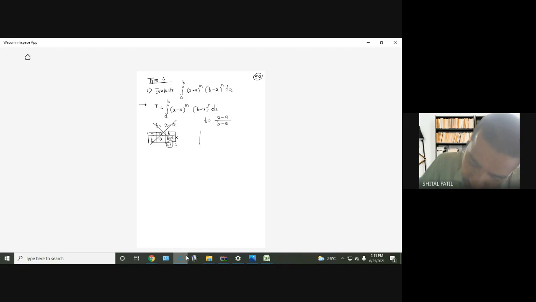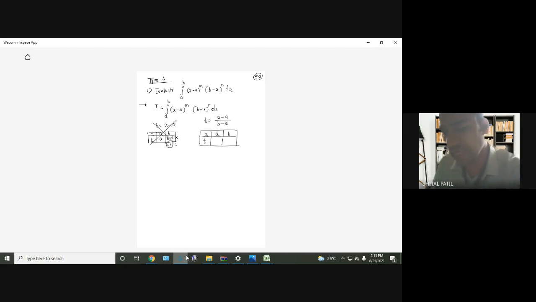We'll see whether this is working or not. Let me start with the limits. Limits of x are a and b. Substitute x equal to a. A minus a is 0. 0 divided by b minus a is 0 only. Then next, b minus a divided by b minus a. So what is the limit? 1. So see what the limits are: 0 and 1. And that is what we want. Okay. Limit should be 0 to 1.